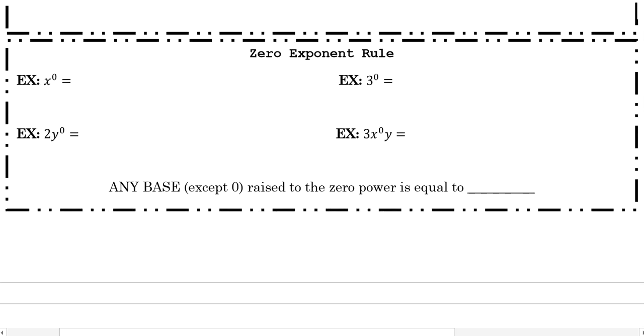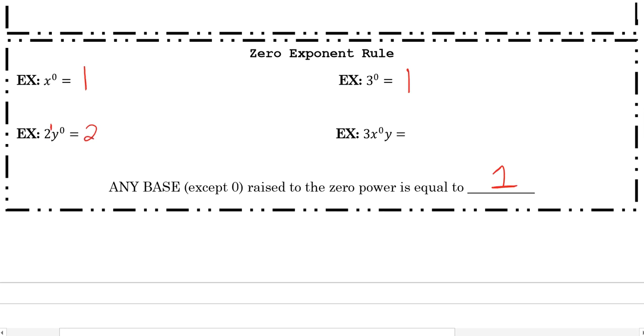Our last rule is the zero rule. And this one is pretty straightforward. Any base except 0 raised to the 0 power is going to be equal to 1. So x to the 0 power equals 1. 3 to the 0 power equals 1. Now be careful on this third one because notice 2 does not have an exponent of 0. 2 still has that exponent of 1.